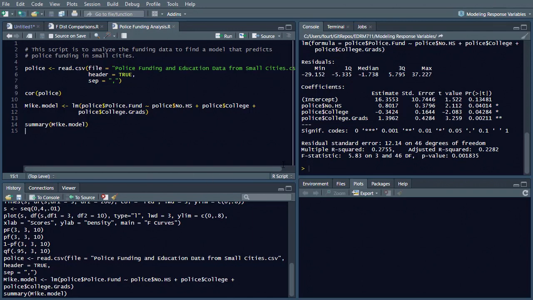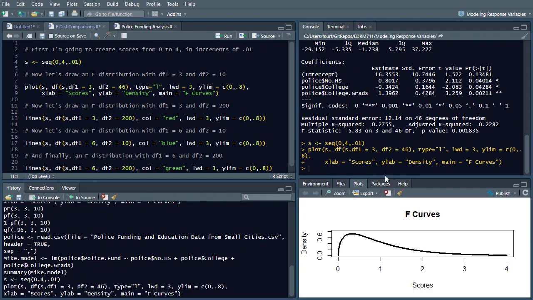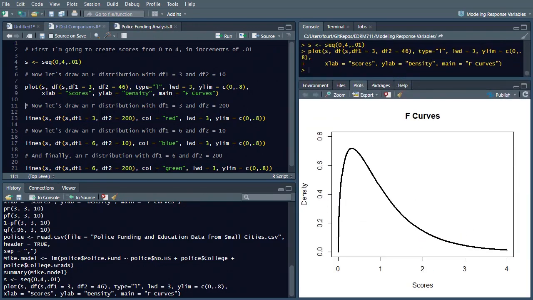But you'll also notice here that I have an F ratio, an F statistic. That F statistic is 5.83. Now that has 3 and 46 degrees of freedom. So here, this is kind of cool. Let's call this F distribution up. And what was it again? It was, oh, here it is, 3 and 46. So let me change this from 3 and 10 to 3 and 46 degrees of freedom, and run this plot. So this is the way it would look, okay, like this.